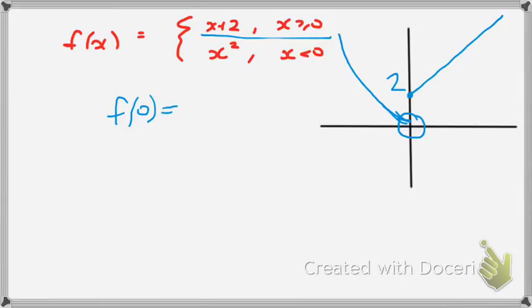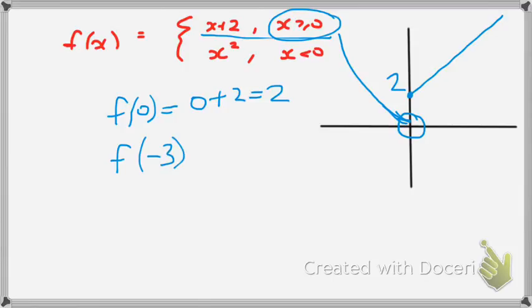Okay. Again, we might be asked to evaluate, so we could evaluate f of 0 just to reinforce that point. So at 0, it must be on the top curve, so it must be 0 plus 2, so it must be 2. F of minus 3, well, minus 3 is less than 0, so it must be minus 3 squared, so it must be 9.